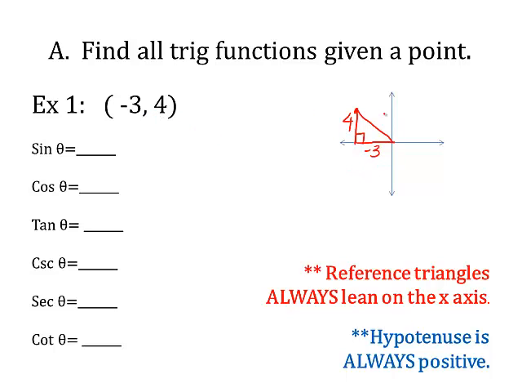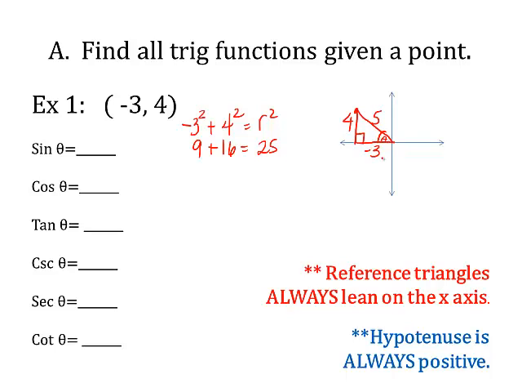Now, I have to find my hypotenuse to be able to find these ratios. You can use good old Pythagorean theorem. -3 squared plus 4 squared equals the radius squared, or the hypotenuse, however you want to call it. 9 plus 16 is 25. So if r squared is 25, that means my hypotenuse is 5. Now I know the three sides of my triangle, and this is my angle theta.